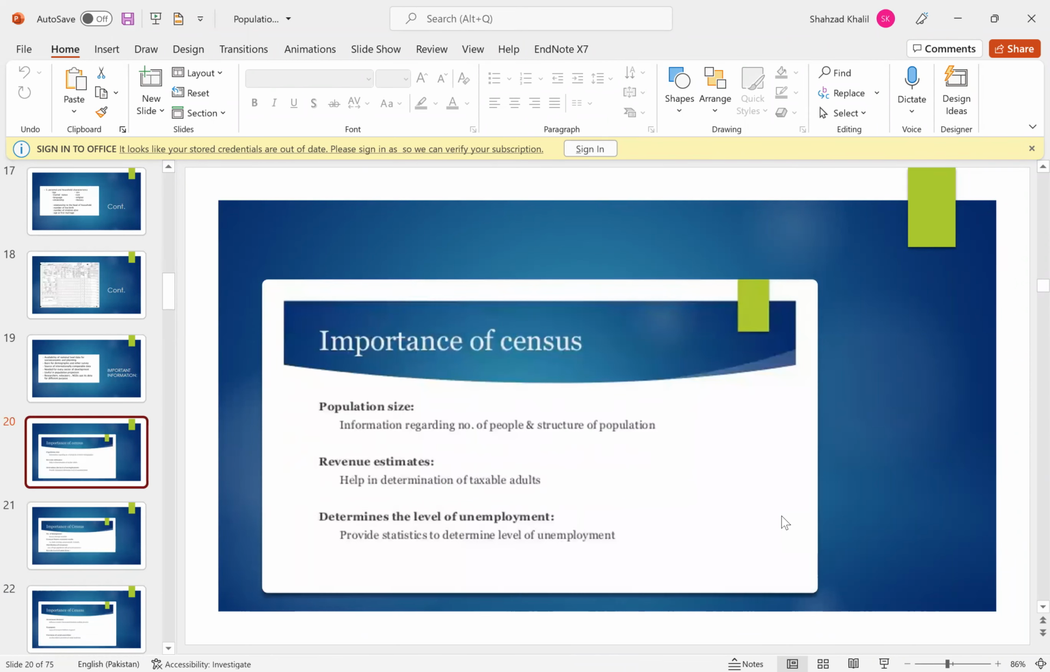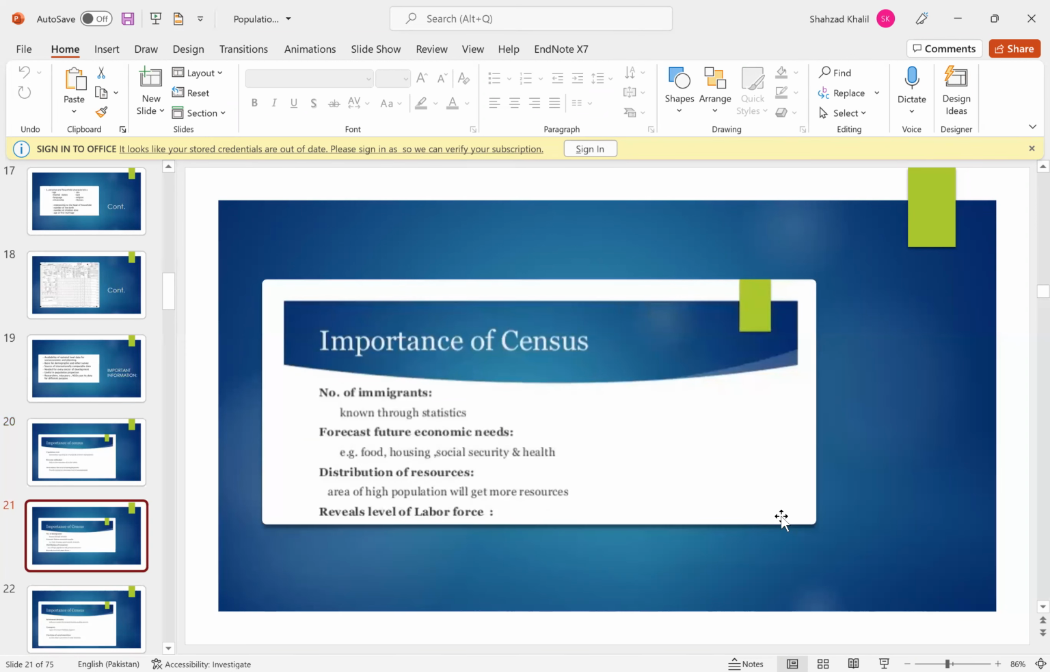Importance of the census: population size, information regarding the number of people and structure of population. Revenue estimates help in determination of taxable adults. It determines the level of unemployment, providing statistics to determine the level of unemployment. Then the number of immigrants is known through statistics, and it helps forecast future economic needs for food, housing, social security, and health. Then the distribution of resources: areas of high population will get more resources, and that reveals the level of labor force.